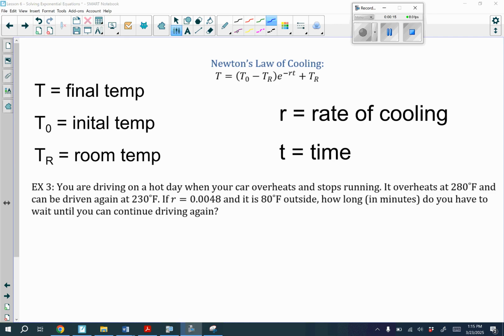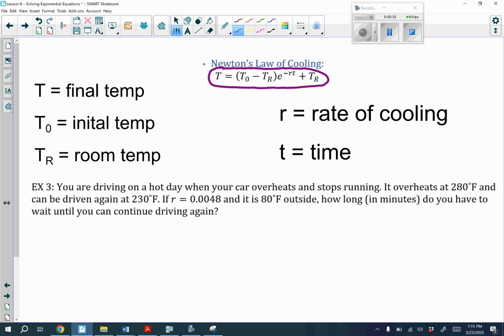So here's the formula. Now, will you need to memorize this formula? No, you do not need to memorize. You just need to make sure you know what each of the variables represent and how to plug in the numbers. So let's talk about what each of these variables represents.